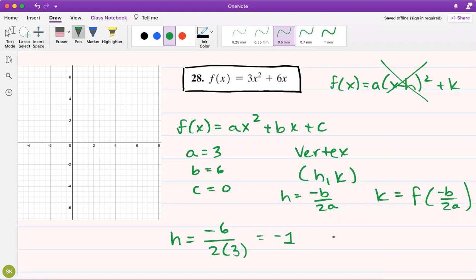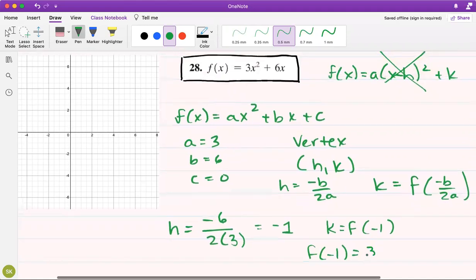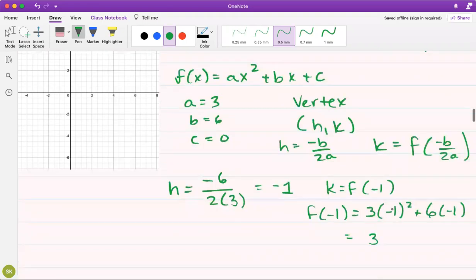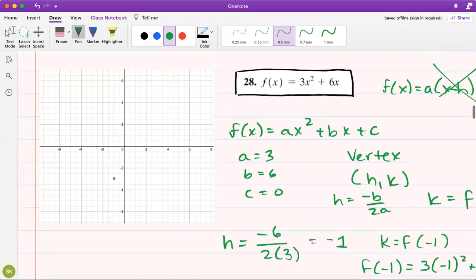And then to find k, we plug in negative 1 to our function. So plugging in negative 1, f of negative 1 is 3 times negative 1 squared plus 6 times negative 1. So we'll get 3, because this is just going to be 1 here. 3 times 1 is 3, minus 6, which is negative 3. So my vertex is negative 1, negative 3. Let's plot that. Negative 1, negative 3.